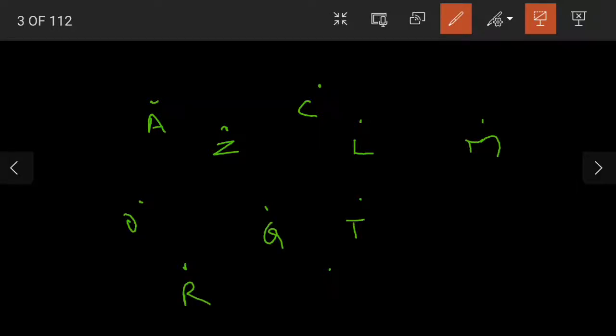For example, if on this piece of paper I am drawing points. Yes, see, all these are points. Now I want to give a name to each point. So how can I do that? I can do that with the help of capital letters. I can name this point as A, this as Z, this as C, L, M, Q, R, O, T, anything children. So if we want to represent a point, it is called denoting. A point is denoted by a capital letter.